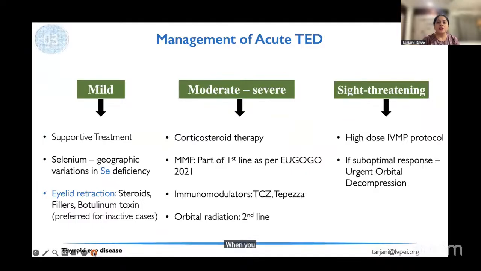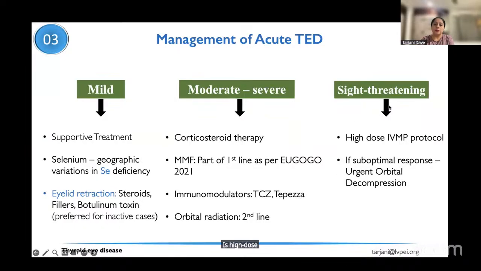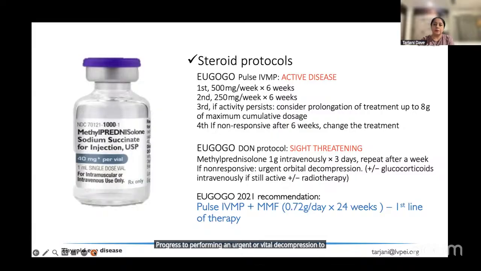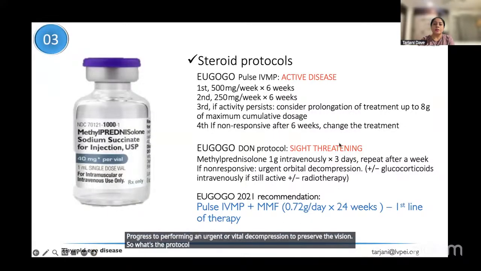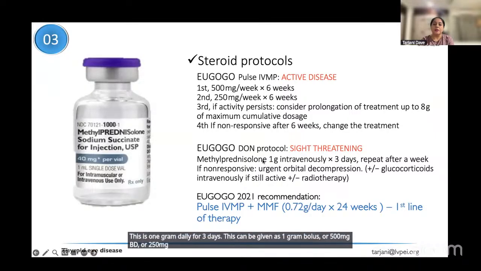When you have to manage these patients, the first line of treatment for sight-threatening thyroid eye disease is high-dose methylprednisolone injections. And if these are suboptimal, you immediately progress to performing an urgent orbital decompression to preserve the vision. So what's the protocol that has been put forward for sight-threatening disease? This is 1 gram daily for 3 days. This can be given as 1 gram bolus or 500 milligram BD or 250 milligram QID, but essentially a gram per day for 3 days.